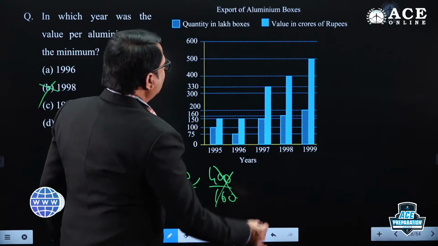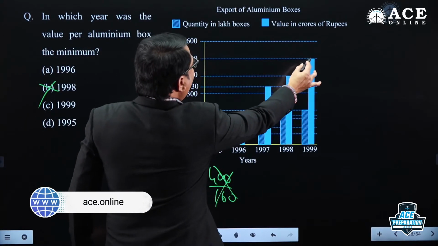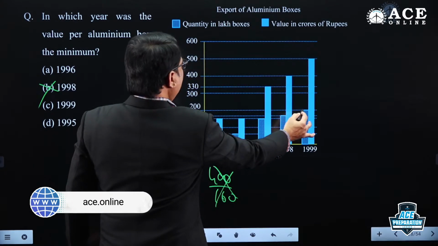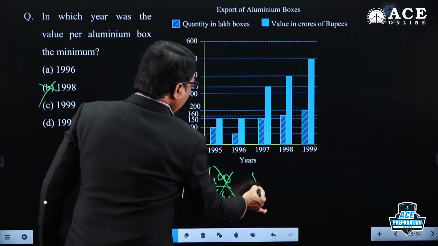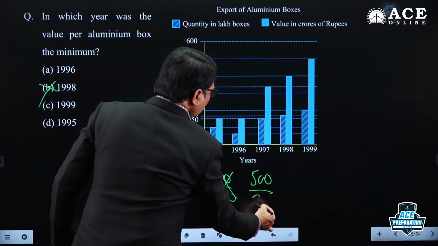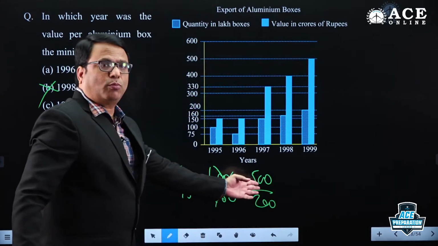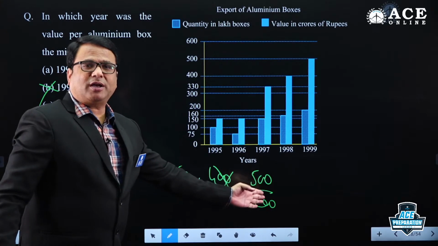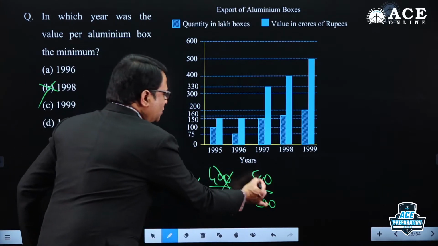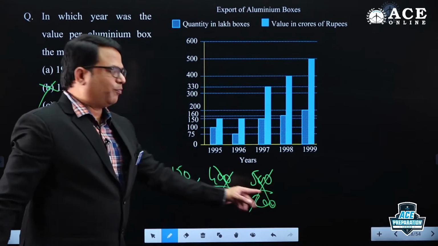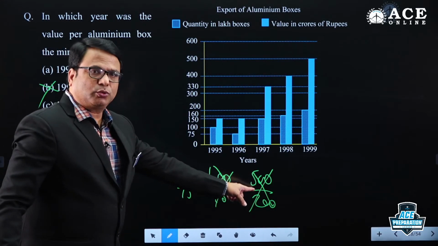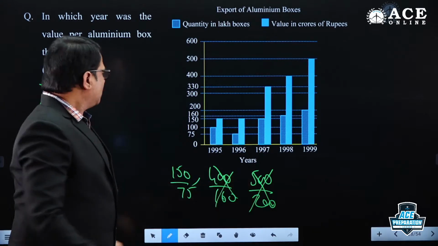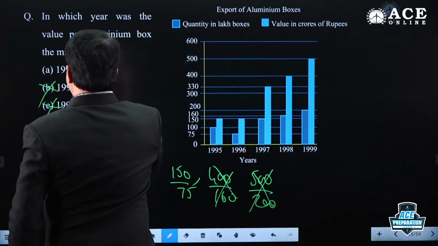Third option, 1999. It is 500 by 200, and this is also more than 2. So this also cannot be the minimum because already we got 2 here. So the third option is also eliminated.